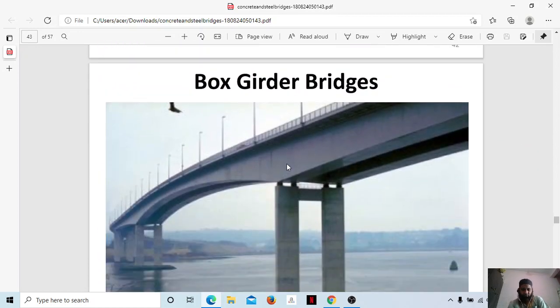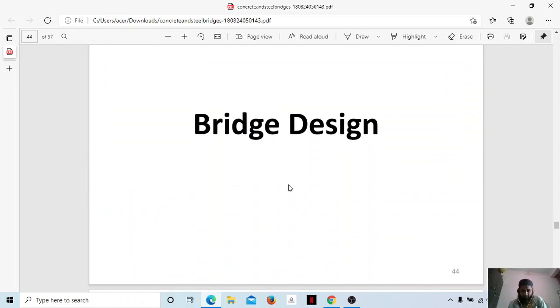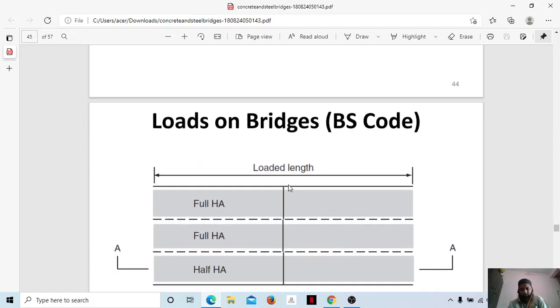You can just see here box girder. It is brought onto the site and just fixed here one by one. It is resting onto the abutments. You can see here rubber elastic members over it. It is resting. You can just see this bridge design. Bridge design will be taught later on.